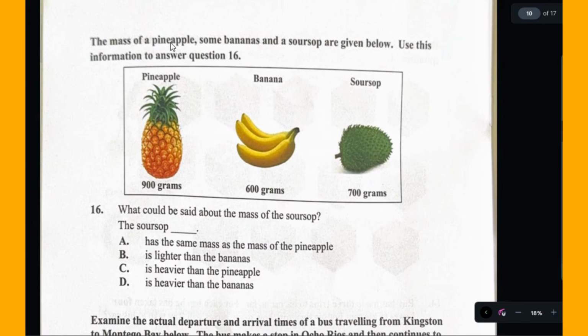The mass of a pineapple, some bananas, and the soursop are given below. Use this information to answer question 16. So the pineapple has 900 grams, banana 600 grams, and the soursop is 700 grams. Question 16 says, what could be said about the mass of the soursop?